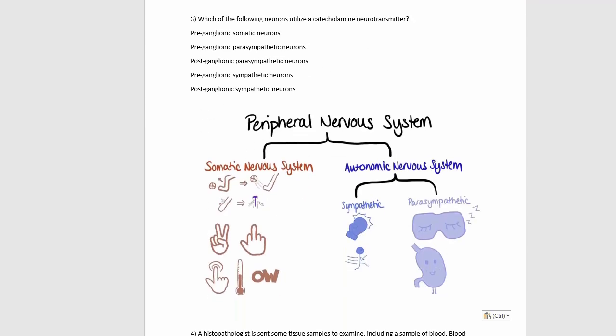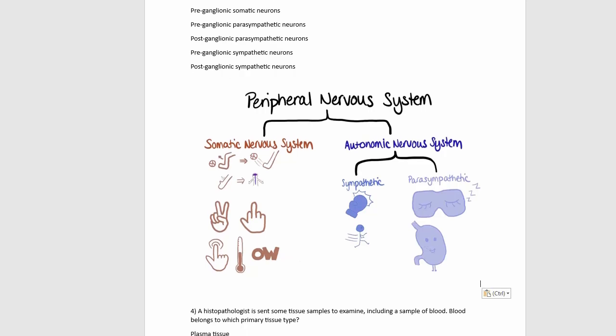So we have this. So we have the peripheral nervous system, okay? So let's break this down. So the peripheral nervous system can be divided into the somatic nervous system and the autonomic nervous system. So the somatic nervous system refers to voluntary movements of skeletal muscles.